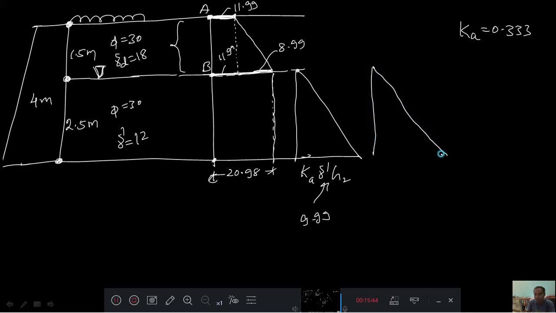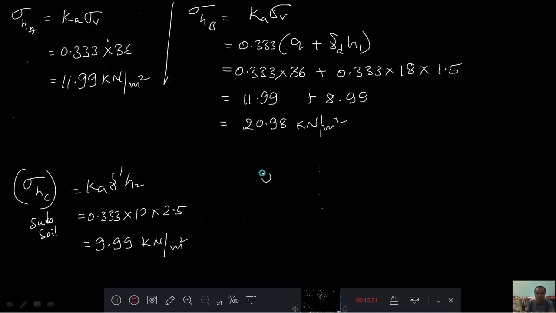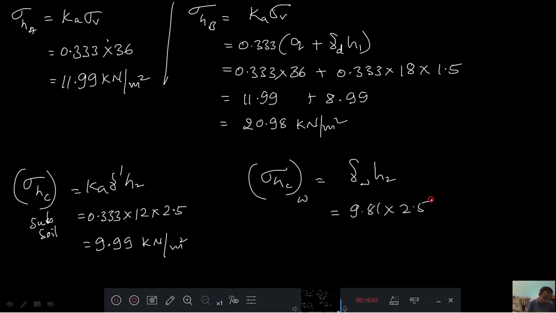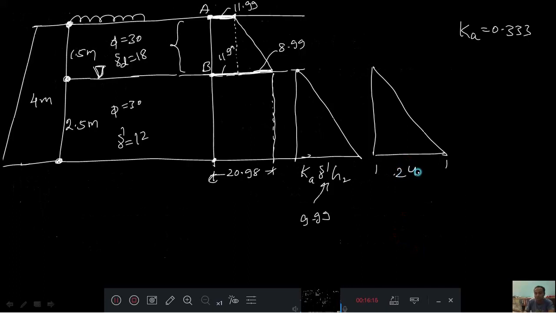That another triangle will be of which one? This is because of water only, where K will not come. Therefore, I will write here sigma H at C because of water, that is gamma W into H2, that is 9.81 into 2.5, which is 24.52 kilonewton per meter square. That I will write here. Okay, now I got how many triangles?